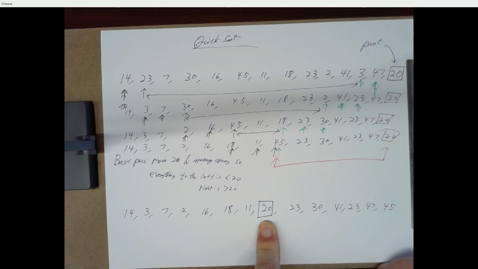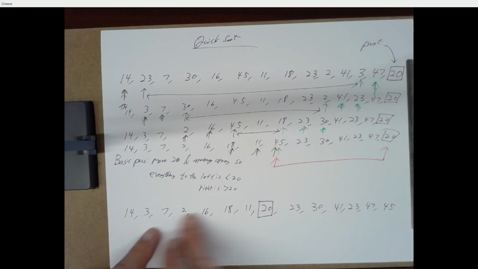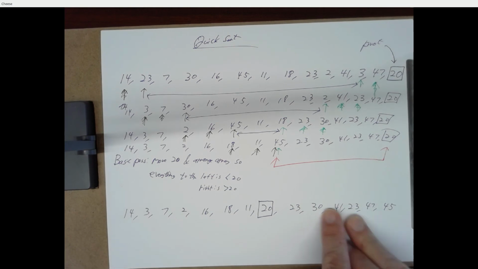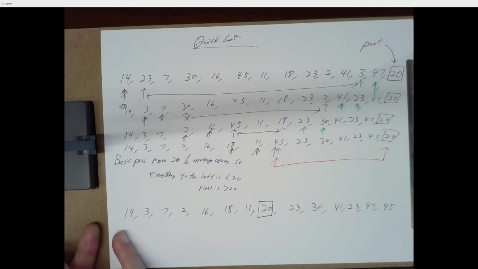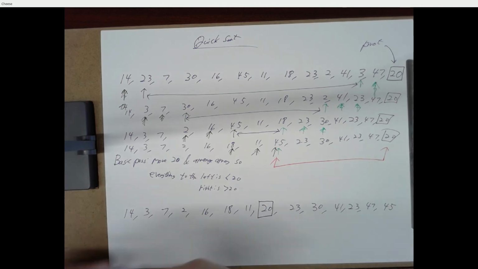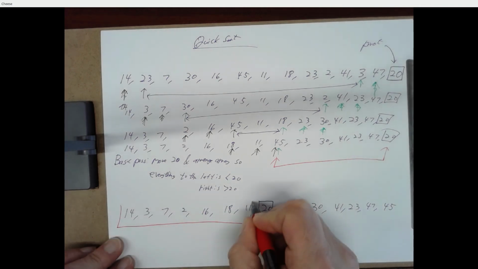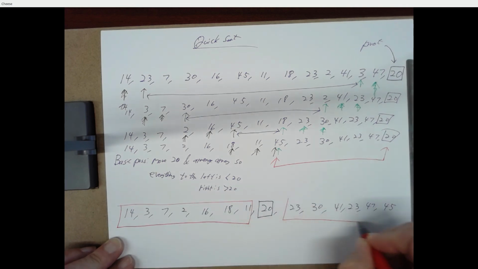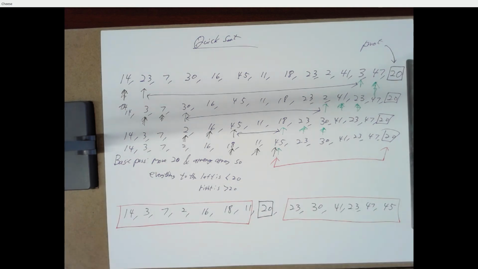Because when we sort it, everything to the left has got to be smaller. Now these are going to get rearranged and these will get rearranged, but these are all going to stay over here. These will stay on the right side. So 20 is going to stay right there. So now all we have to do is sort this and sort this, and we're done.